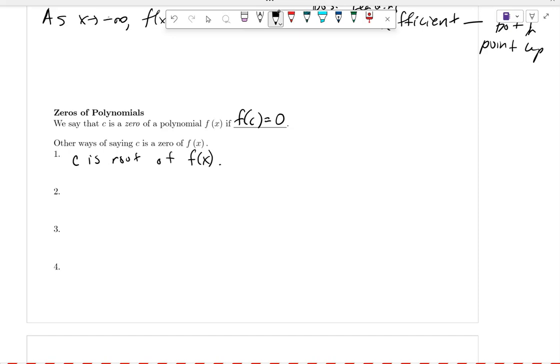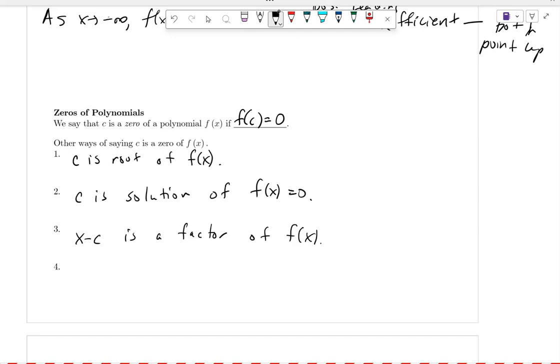Another way to say it, pardon me, is that c is a solution to the equation f of x equals 0. That's another way to say it. If you think about one of the ways that you solve quadratic equations is by factoring, we might also say that x minus c is a factor of f of x, and we're going to spend some time later in this chapter doing a lot of factoring. And then the last thing is a graphical thing, and it says that the point c comma 0 is an x-intercept of the graph of y equals f of x.